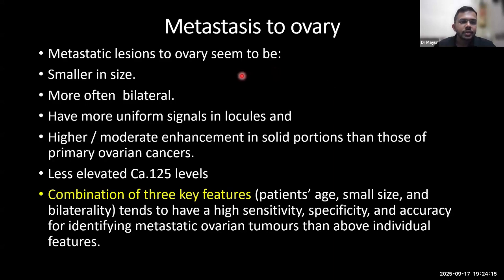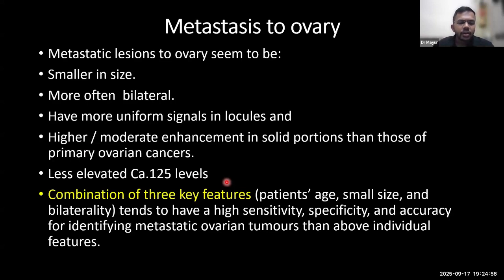Metastasis to the ovary. It is very difficult to differentiate metastatic lesions to the ovaries from primary ovarian neoplasms. However, there are a few findings which can help us diagnose this. For example, smaller size of the lesions as compared to primary ovarian neoplasms. More often, they are bilateral. They have uniform signal intensity in the locules. Enhancement of solid components would be of a higher or moderate degree as compared to primary ovarian neoplasms, and elevation of CA125 levels will be relatively less.